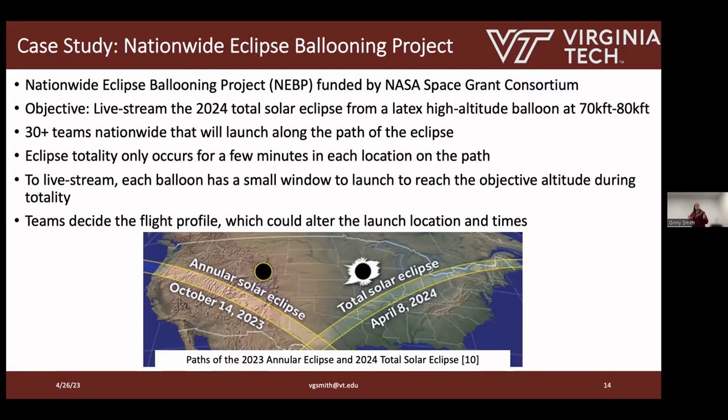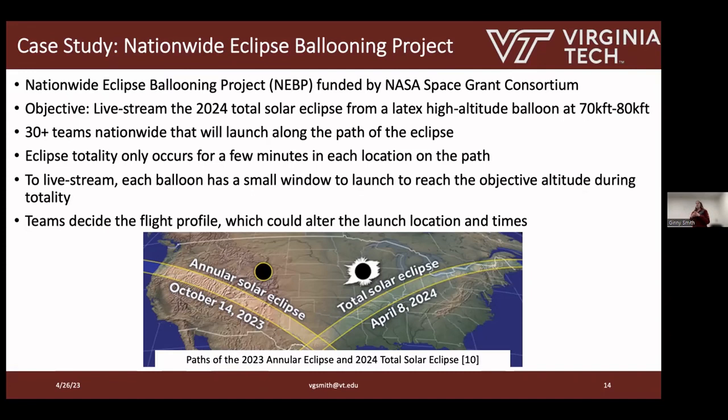The Nationwide Eclipse Ballooning Project, for those of you who do not know, is a project that is funded by NASA Space Grant Consortium. The objective of this project is to live stream the 2024 total solar eclipse from the edge of space, which is from a latex high altitude balloon at around 70 to 80,000 feet. So they want you to be at altitude and live streaming video down to the ground for everyone to see.